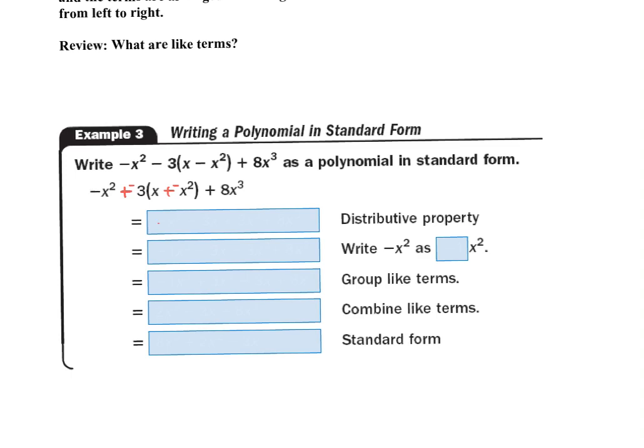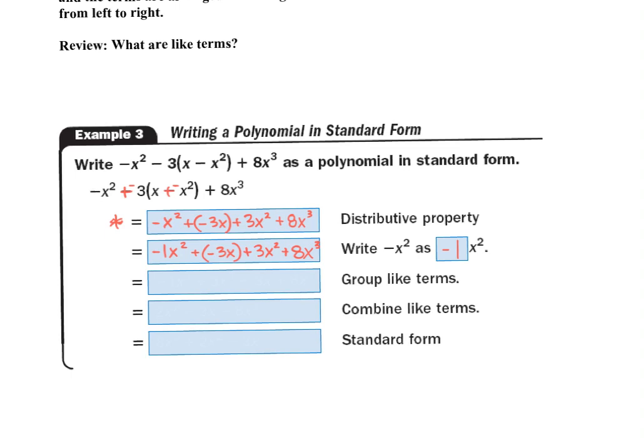So I have negative x squared plus negative 3x plus positive 3x squared, because I have a negative times a negative there, and then plus 8x to the third power. Now, the next line wants you to write negative x squared as negative 1x squared. Remember, whenever there's not a coefficient, we can always put the coefficient of 1, and that sometimes helps you when you get to combining like terms. So I'm going to go ahead and do that. If I were doing this without the steps written along the side here, I would have just done that in this first step here to save myself a step.